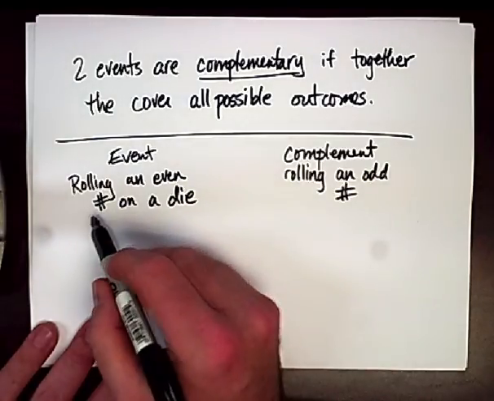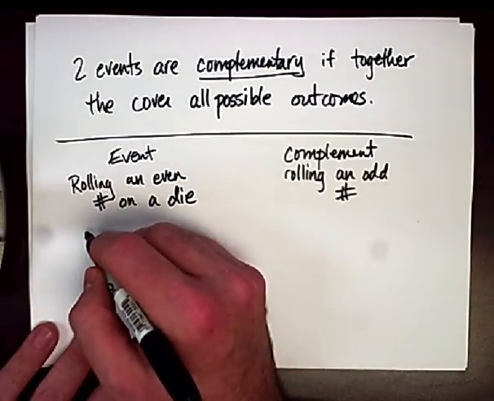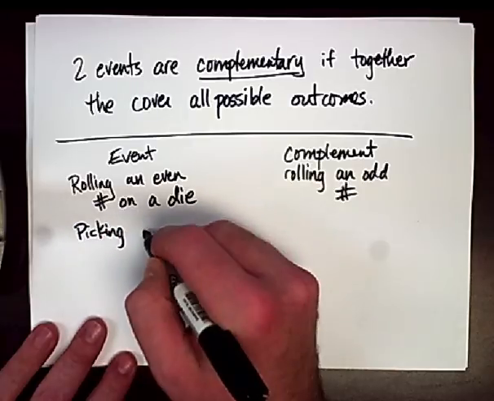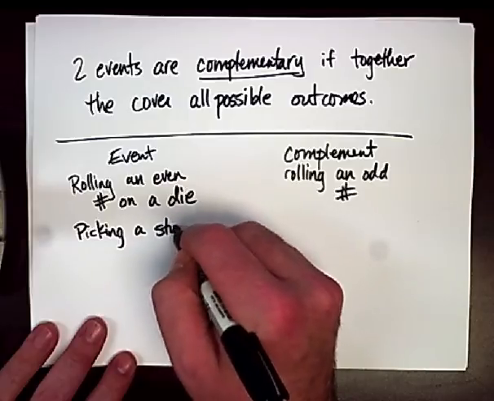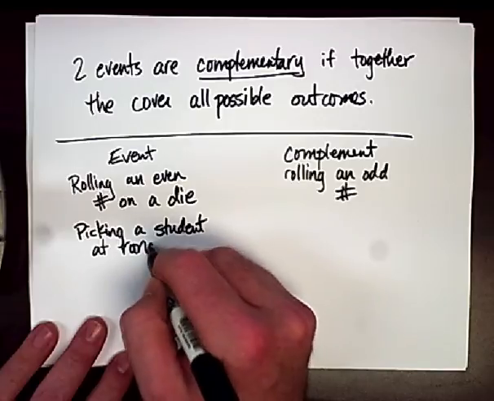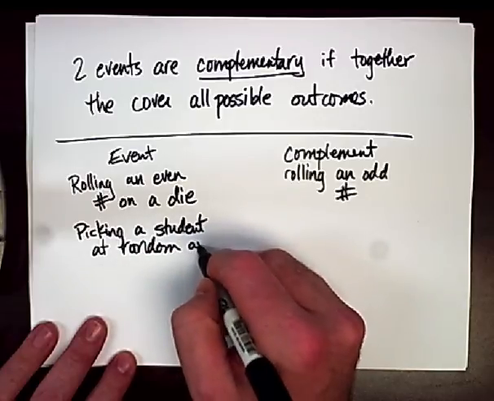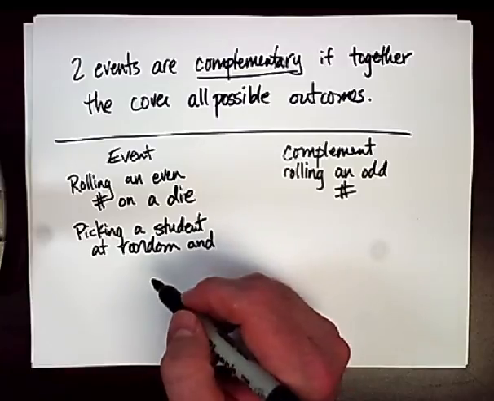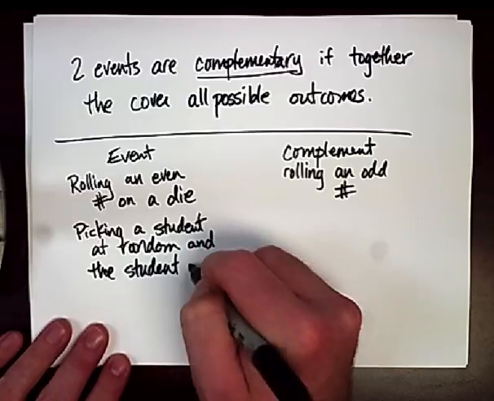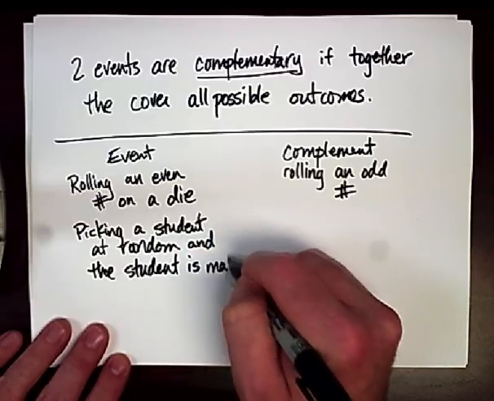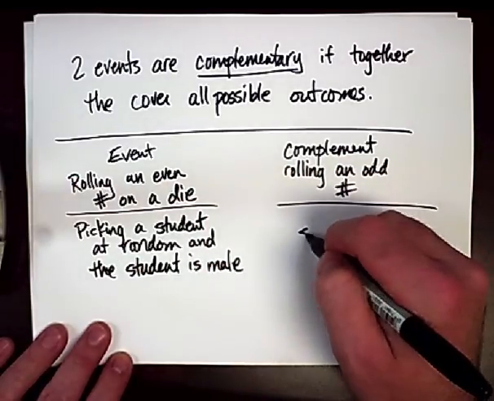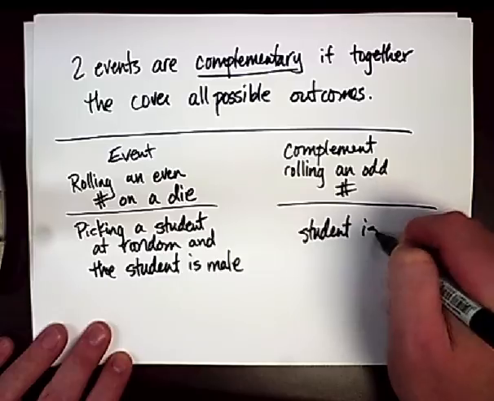All right? What if the event was picking a student at random and the student is male? Well, the complement to that would be all the other outcomes, so it would be the student is female.